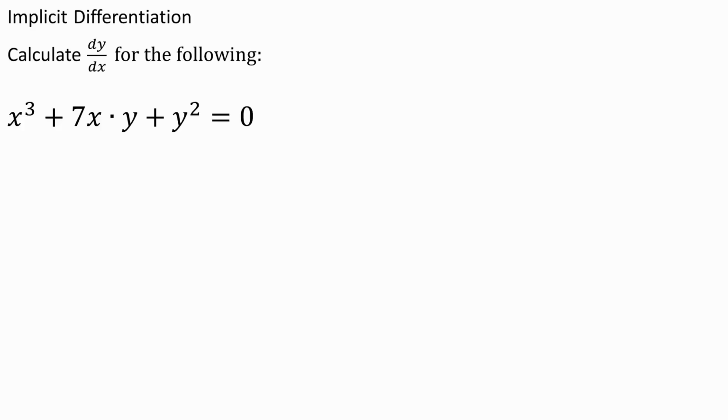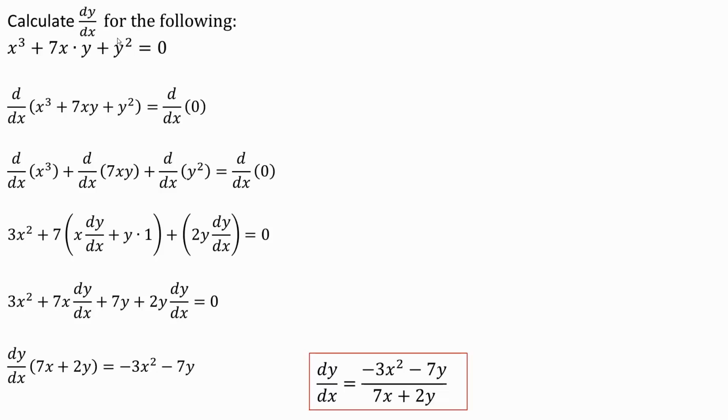Now that we did an example, if you want, you can pause the video here and attempt this problem. So the first step, I'm taking the derivative of this side and this side. We obviously know the derivative of 0 is going to be 0. But now we need to do this part right here. So the derivative of x cubed, the derivative of this piece, and the derivative of this piece. With x cubed, the derivative is going to give us 3x squared.